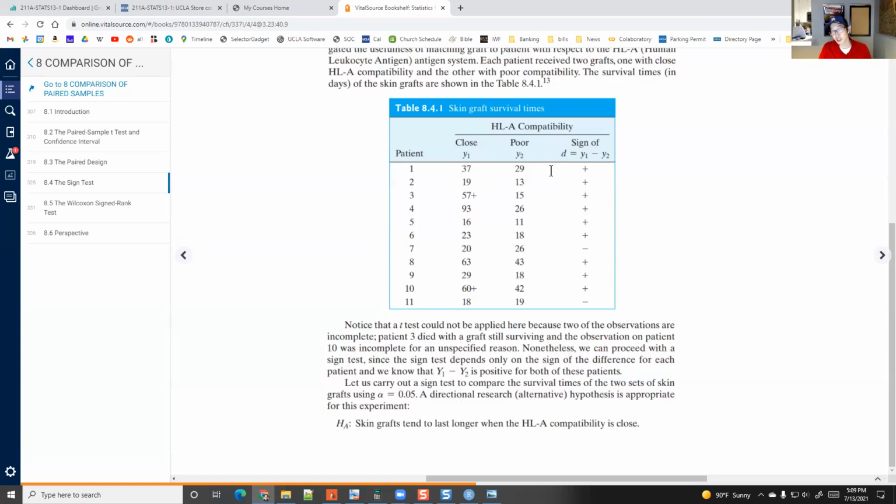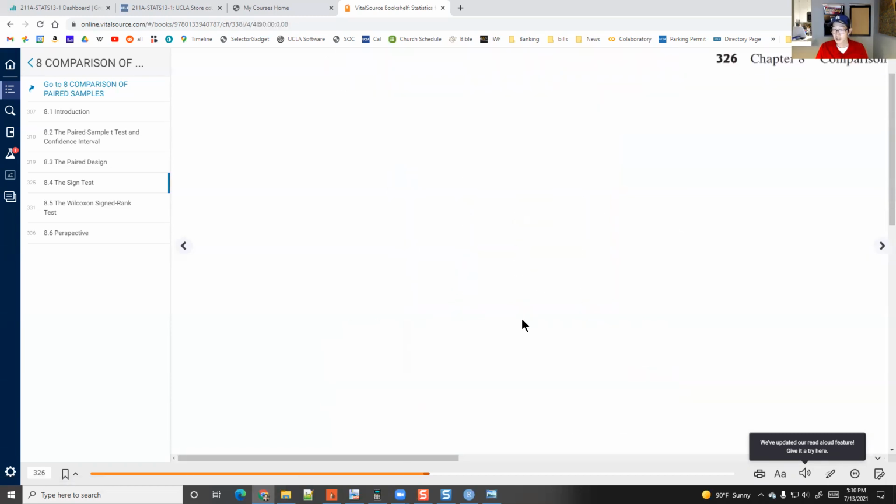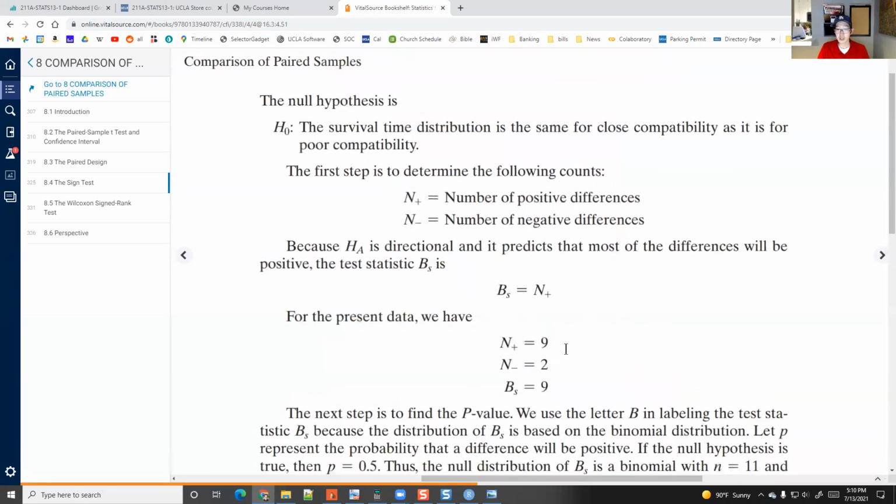But anyway, we go through and we just say, okay, is y1 bigger than y2 or not? And so we have positive values, and then we have a negative value. Okay, so out of our 11 patients, we have 9 that are pluses and 2 that are minuses. And so in this scenario, our test statistic is going to be the larger. Well, in our case, we're going to use 9, okay?